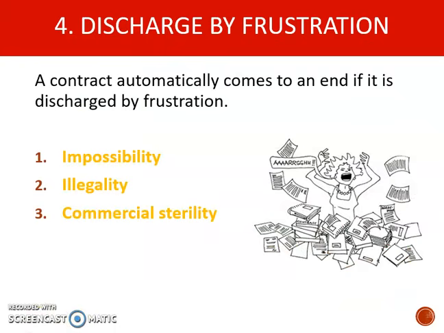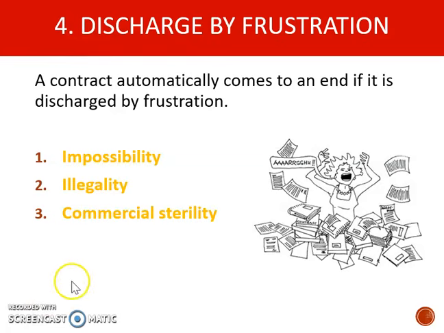The final way we can discharge a contract is by frustration. A contract automatically comes to an end if it's discharged by frustration. A contract may be frustrated where there exists a change in circumstances after the contract was made, which is not the fault of either of the parties, which renders the contract either impossible to perform or deprives the contract of its commercial purposes. And there are three key ways we can frustrate a contract: impossibility, illegality, or commercial sterility.